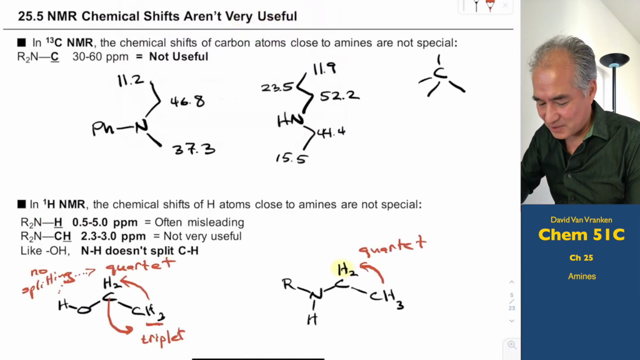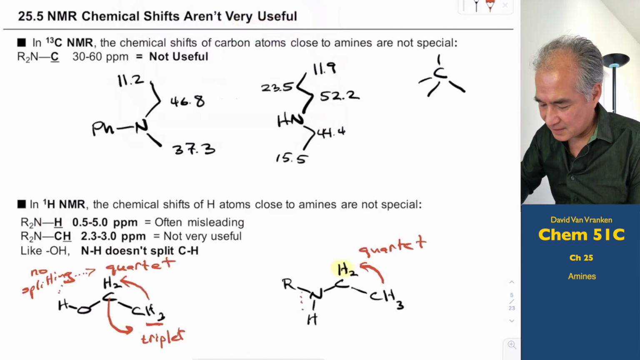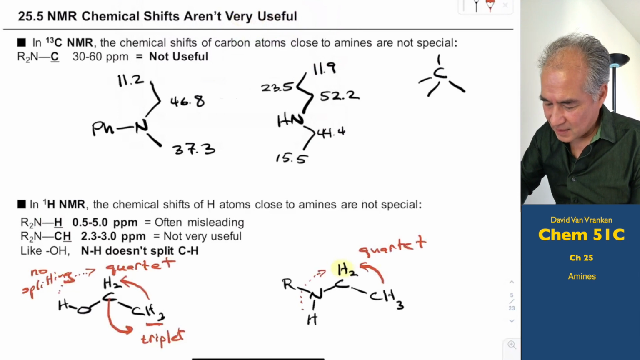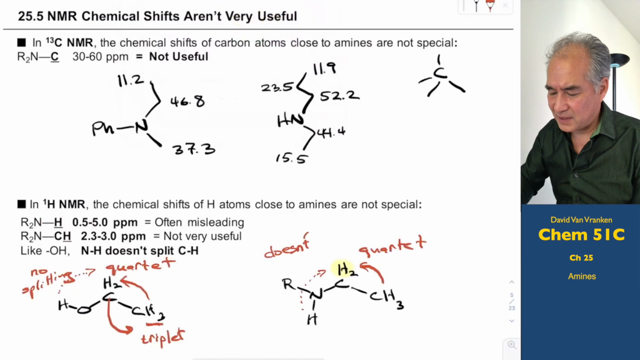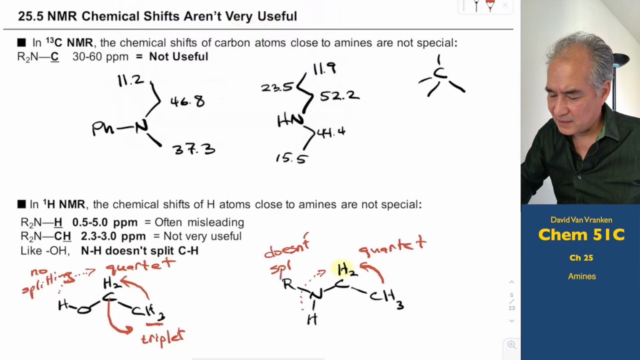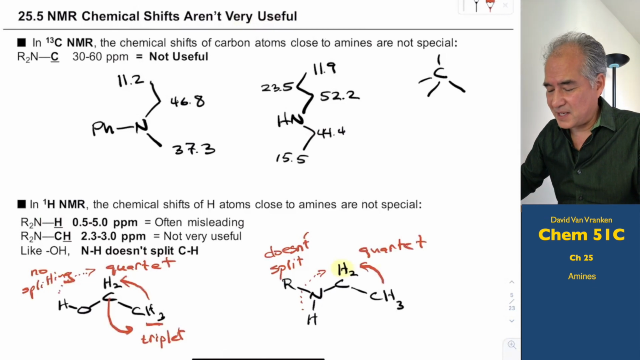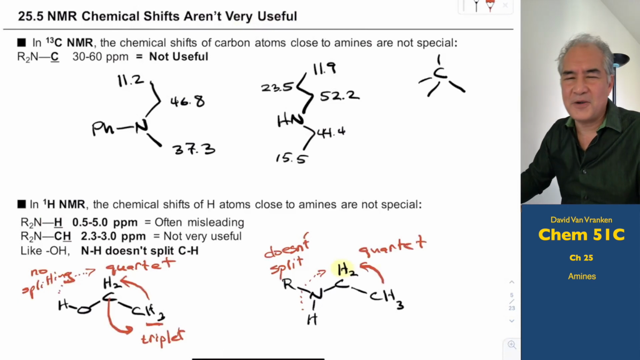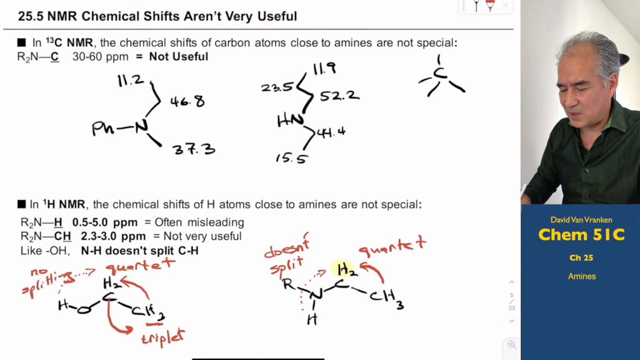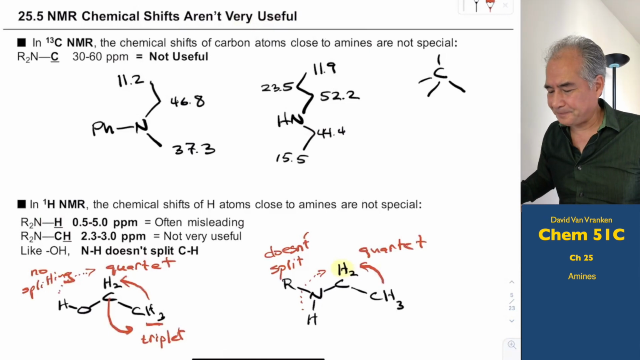So again, there's no splitting over here from the NH, because under most conditions it doesn't split, at least reliably. Are there some conditions where you could see splitting? Yeah, but no spectrum I give you in this class will have splitting due to an NH that's a neighbor.